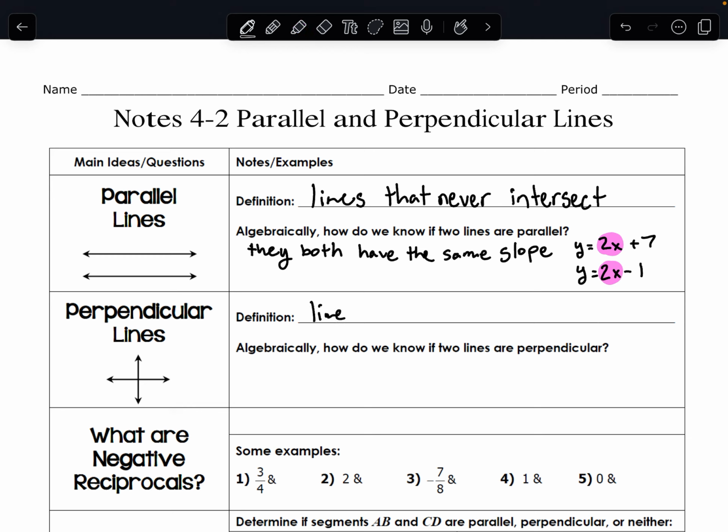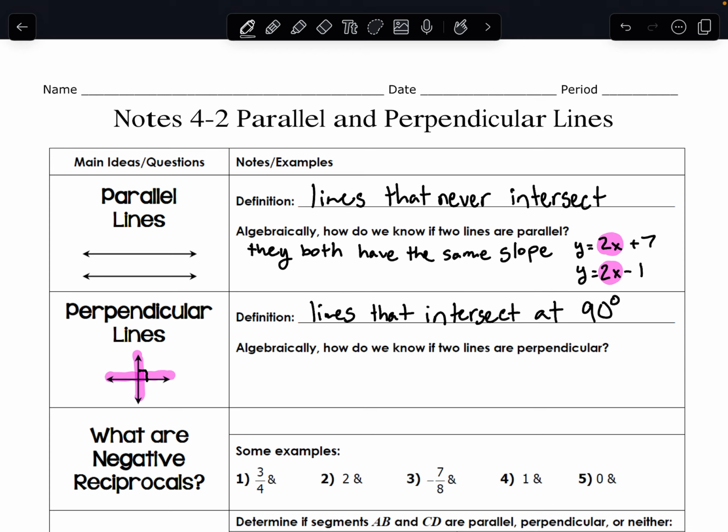Perpendicular lines are lines that intersect at 90 degrees, right? If we're looking right here, this line intersects at a 90 degree angle with this one. You might see it like this, in terms of a 90 degree angle.